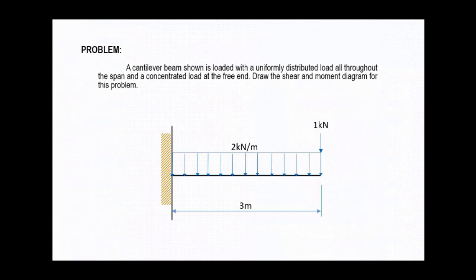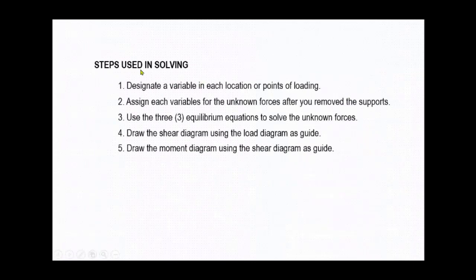So just like in the first problem, we will follow the 5 steps so that we can do the shear and moment diagram. First, we will designate a variable at each location or point of loading. This also includes the location of the support. So from left to right, we will designate letters like A, B, C, or D. In the left portion of our figure, we have the fixed support, so we will use the letter A as a designation of that portion. Then at the right free end, we will designate letter B.